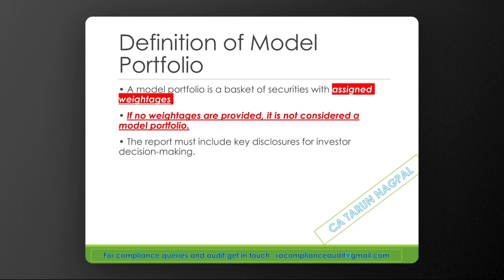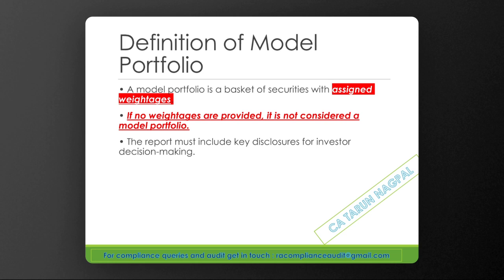That is the essential part of a model portfolio: it will always come with weightages, and if it is not coming with weightages, it will be only a basket of securities which you are giving. Once you assign weightages it becomes a model portfolio, and once it becomes a model portfolio you need to comply with the guidelines of a model portfolio. If there is no weightage, it is not a model portfolio.